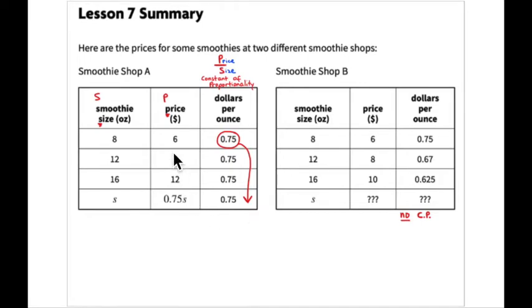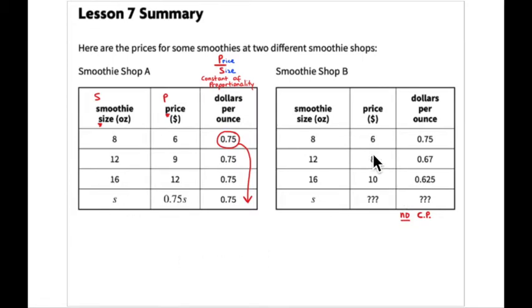Now notice that the price of the smoothie, the number of units of dollars, is always less than the number of units of ounces for the smoothie. It's always 3/4 of the ounces of the smoothie. So a person serving you is going to figure out how much you owe by taking the size of the smoothie and multiplying it by 75 hundredths to get the price, because the price is 3/4 of the size of the smoothie.